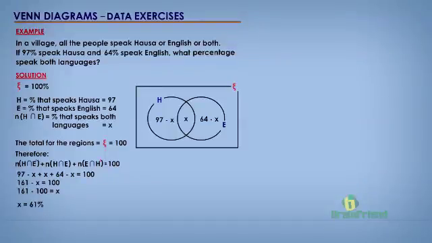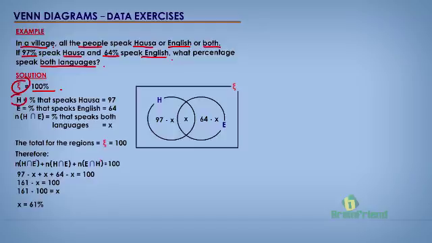Let's take a typical situation like this. In a village where all the people speak Hausa or English or both, if 97% speak Hausa and 64% speak English, what percentage of the villagers speak both languages? First, we know that everyone in the village would be 100%. So we represent our universal set as 100%.